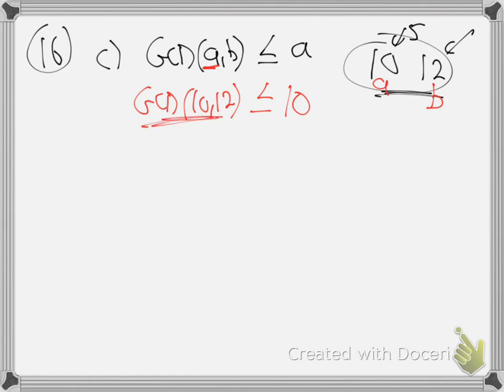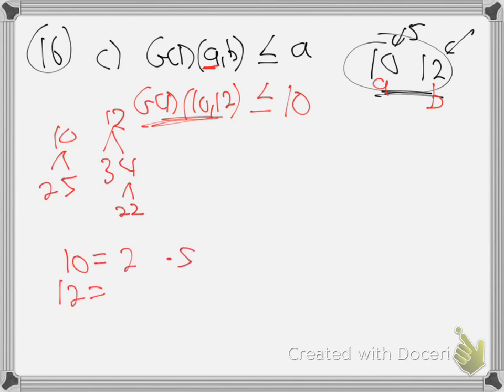Well, what's the GCD for 10 and 12? How do we find GCD? Well, we do the prime factor thing. 10 is 2 times 5. What's 12? It's 3 times 4, so 2 squared times 3. We good there so far? And the GCD, I'm just doing the prime factorization method. Remember how to find a GCD for two numbers?